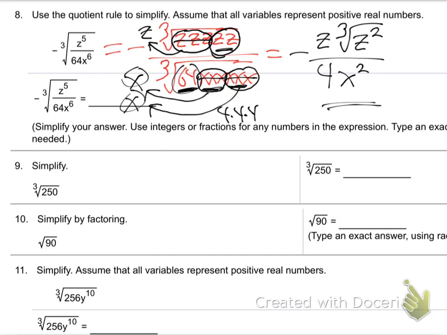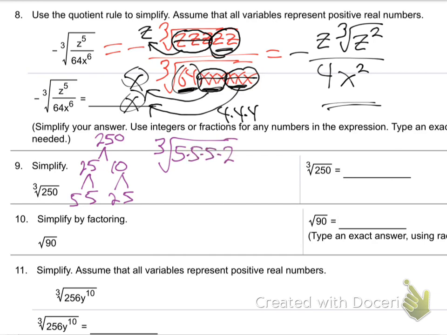Cube root of 250. So let's break down the 250. If you take the 250 and you break it down, 250 is 25 times 10, right? The 0 on the back is times 10, and then 25 is 5 times 5, and 10 is 2 times 5. So that means that this is the cube root of 3 5s and a 2.